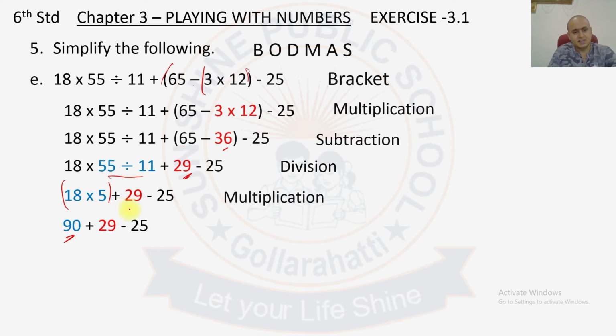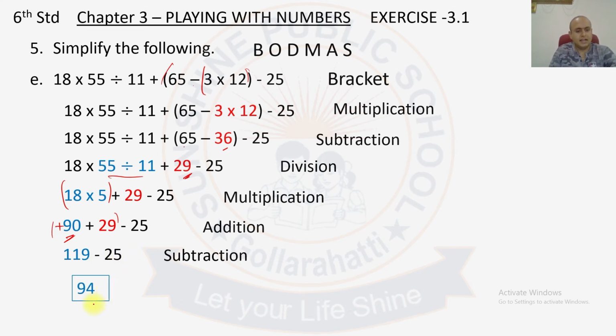Next is plus, minus. That is 90, and the sign is plus. Here you have plus 29. Therefore you can add these two numbers, 90 plus 29. When you add these two numbers you get 119. At the last you can subtract, that is minus 25. When you subtract you get 94 as the answer. So this is the answer.